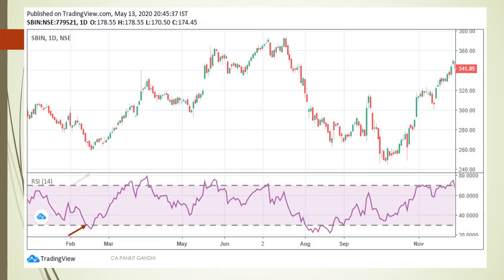So this is a State Bank of India daily chart. You can see these are all oversold zones where the RSI is below 30. Firstly, we can see in the February chart, the RSI has crossed 30 and is ready to go up. After it went to 30, it started to move up.